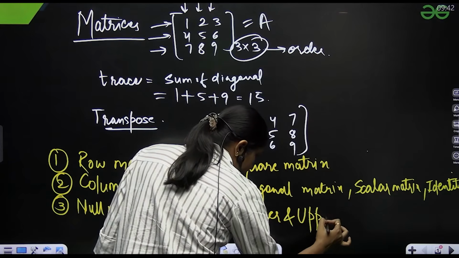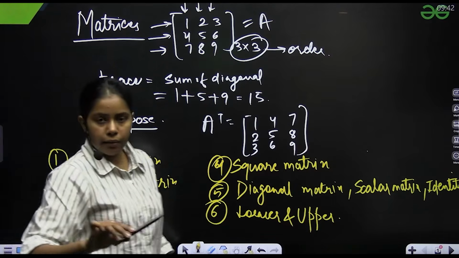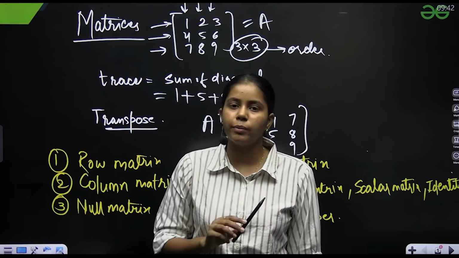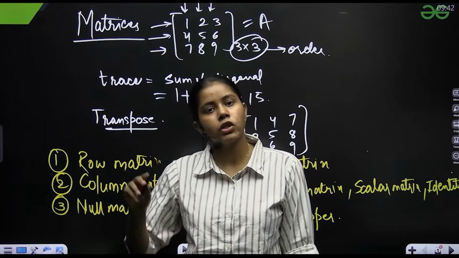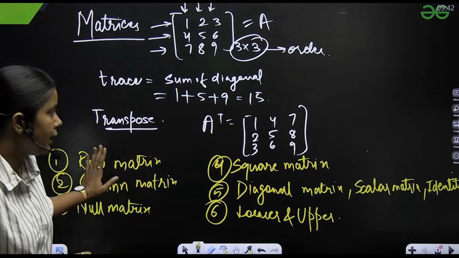Lower triangular and upper triangular, right? Lower triangular means the matrices in which elements above the diagonal are 0, and upper triangular means the matrix in which elements below the diagonal are 0, right? That we discussed in the last class.